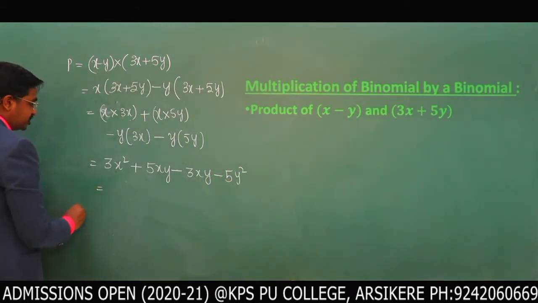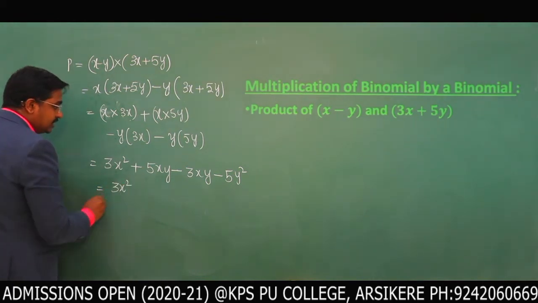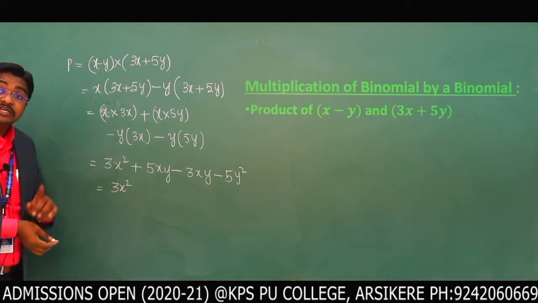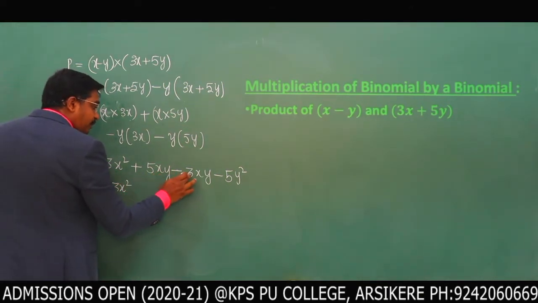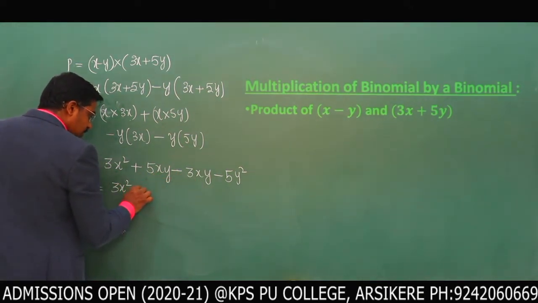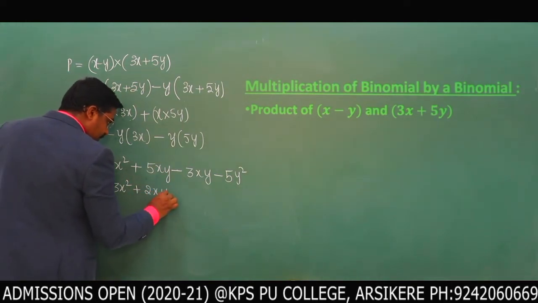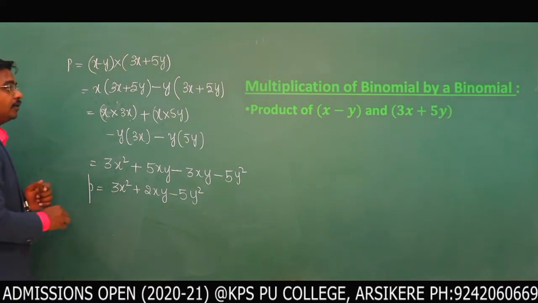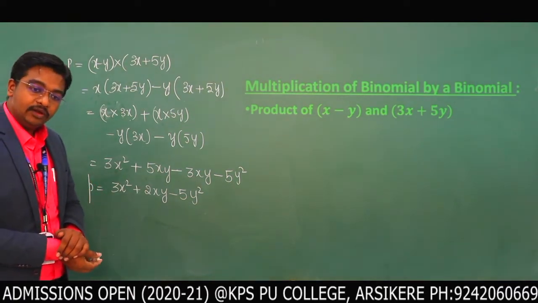What is the further simplification here? 3x square, write as it is, minus 5xy, sorry, 5xy minus 3xy, that becomes 5 minus 3, 2xy, minus 5y square. This is a product of a binomial by a binomial. Understood?